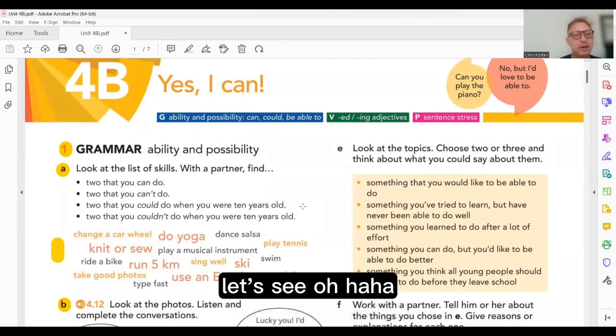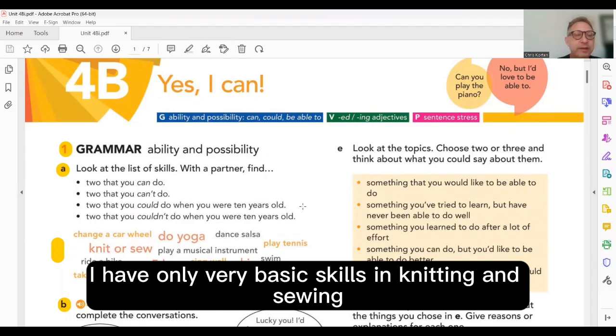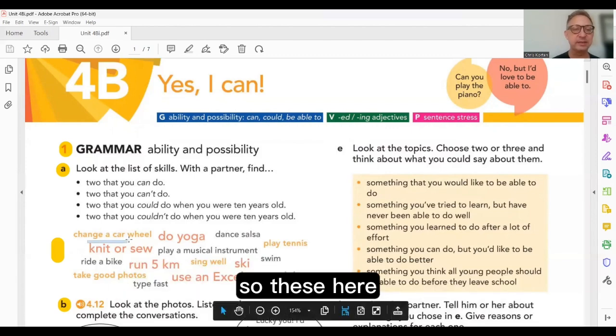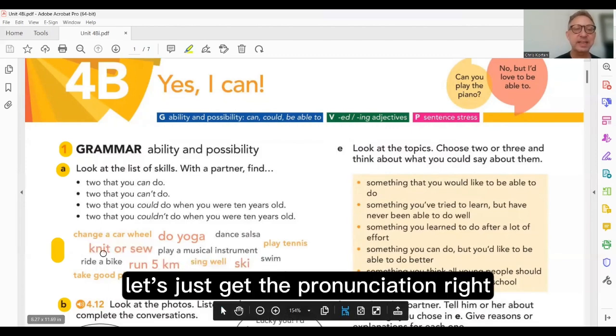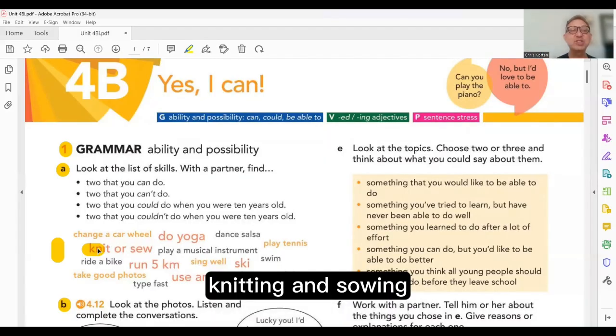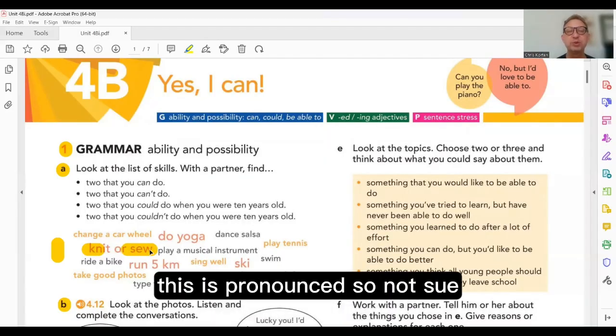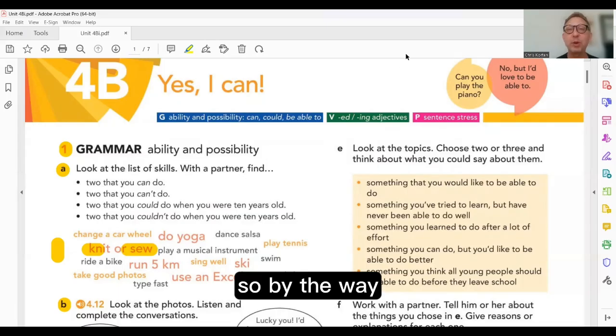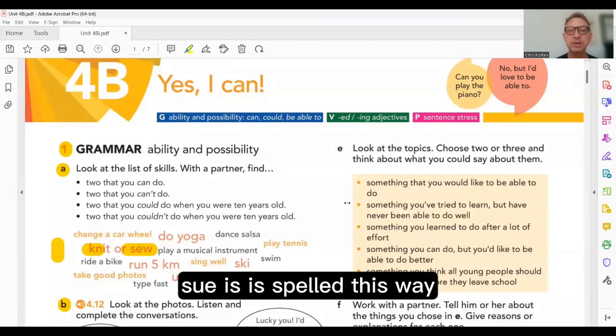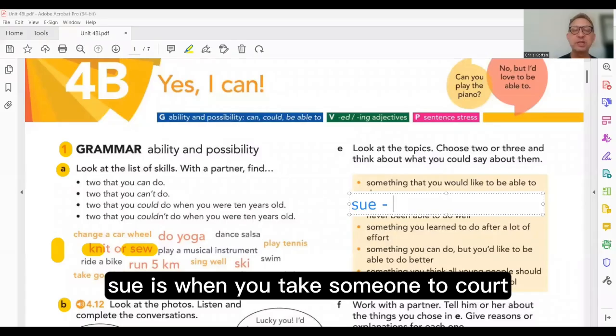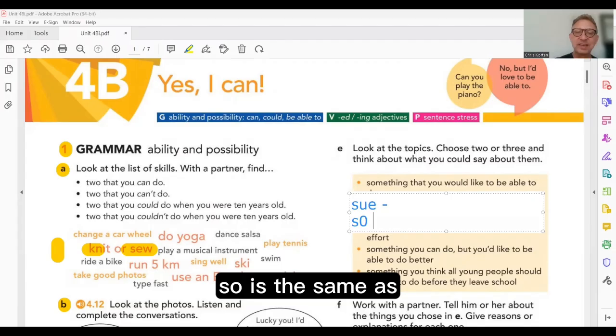Let's see. Well, okay. I have only very basic skills in knitting and sewing. So these here, let's just get the pronunciation right. Knitting and sewing. This is pronounced sew, not sue, sew. By the way, sue is spelled this way. Sue is when you take someone to court. That is sue. So is the same as sew.